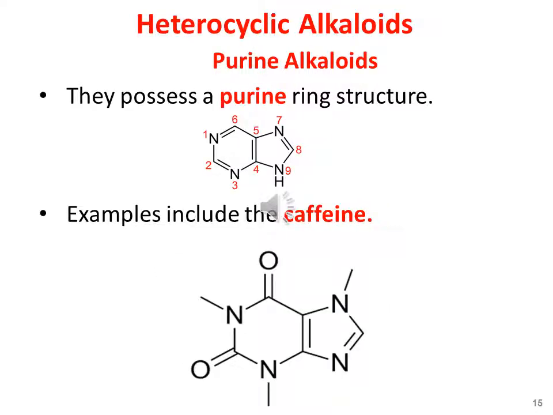A very important class of heterocyclic alkaloids includes purine alkaloids. Purine alkaloids are those heterocyclic alkaloids that possess purine ring structure. Example of a purine alkaloid is caffeine. In the structure of the caffeine, you may see that the purine ring structure is present.